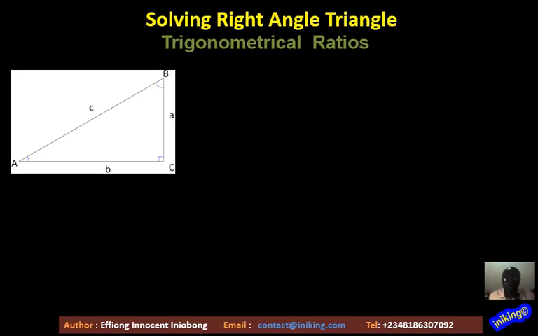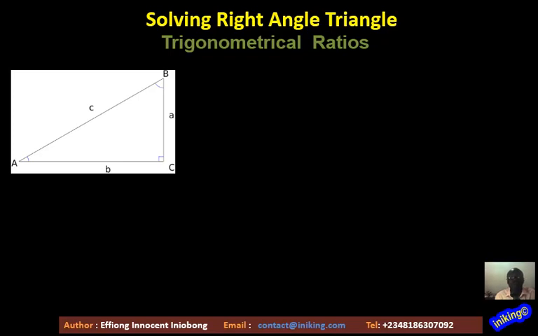Next, on solving right angle triangles, we are going to consider how to use trigonometric ratios in solving right angle triangles. In the last 3 video clips, we were looking at our first tool, the Pythagoras Theorem. Now, trigonometric ratio is another method we can use.